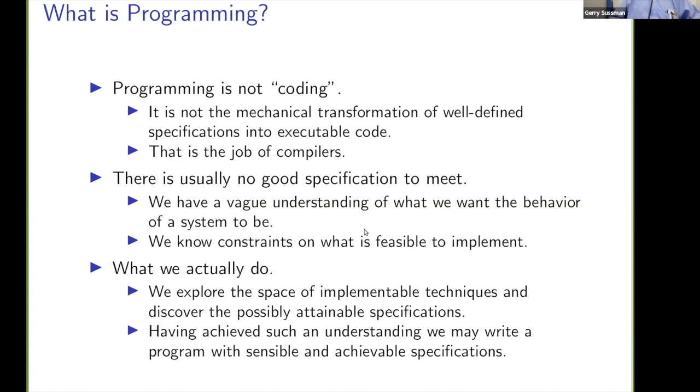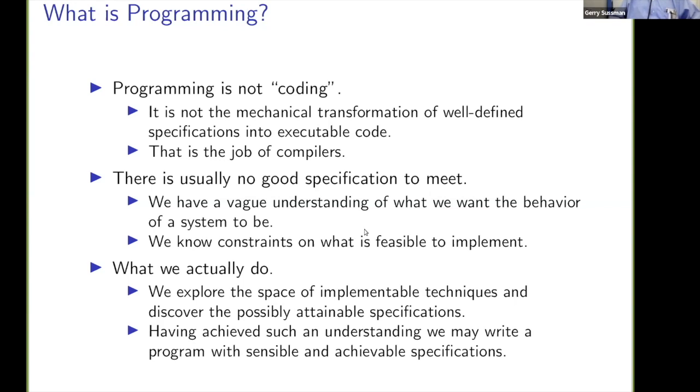For example, how could I possibly specify that I want a program that plays good chess? I can specify that it plays legal chess, but good chess, how do you do that? Can't really say that. Or things like, how would you specify something like Microsoft Word? You want it to do something reasonable in every situation, which Microsoft Word doesn't, but that's a separate issue. So the specification is not at all clear what it is.